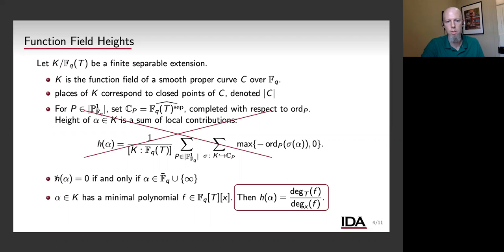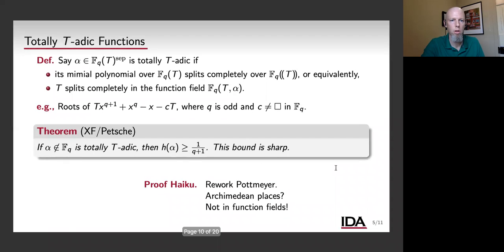And then it's rather comforting to know what the elements of height 0 are. They're the constants. Okay, so the elements that are in the constant field, as well as infinity, because we consider that a constant. Okay, so in order to have non-zero height, you have to have an honestly varying function, so not a constant function. All right. So what is a totally p-adic function?